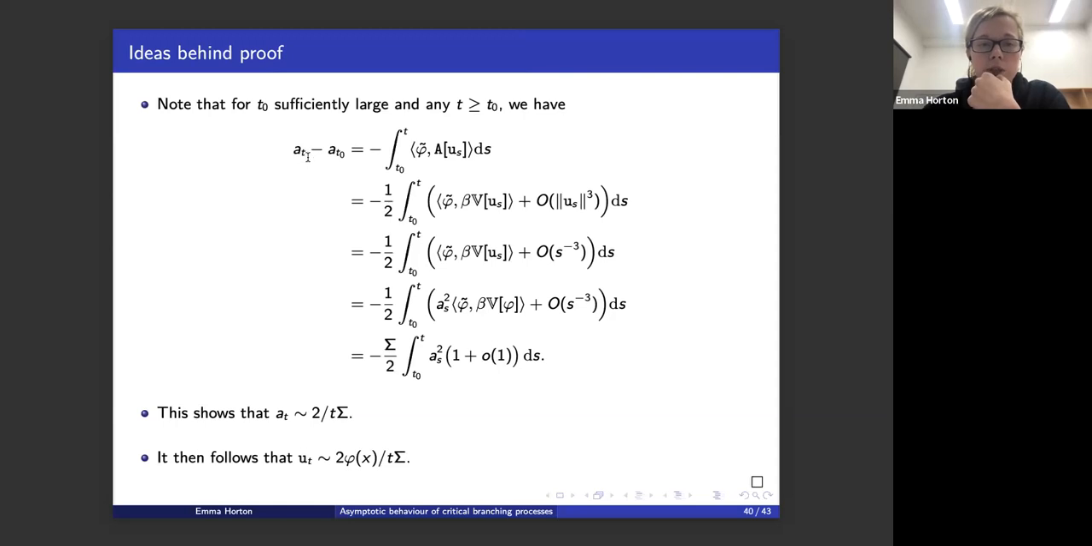And so then if we look at the difference between AT and AT0 for some T0 fixed but sufficiently large, then it's the integral from T0 to T of this inner product. We can show that this branching generator A, which was sort of like the product of one minus something taken off the linear term, behaves like the second order, sort of like the variance of the offspring distribution, plus some higher order terms.